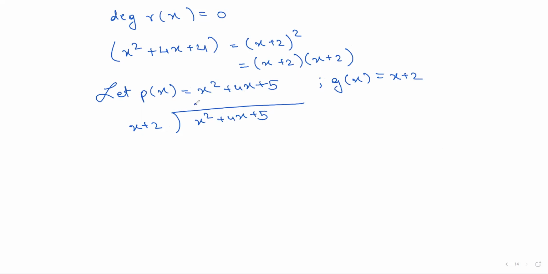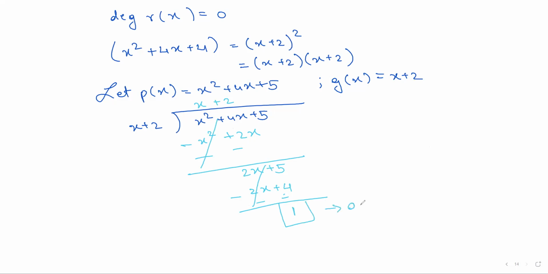Now I'm directly writing it. You can go step by step. You can do the calculation of division in your mind as well if you've practiced it a lot. As you can see, here you ended up with 1. Here, degree of r of x is equal to 0.